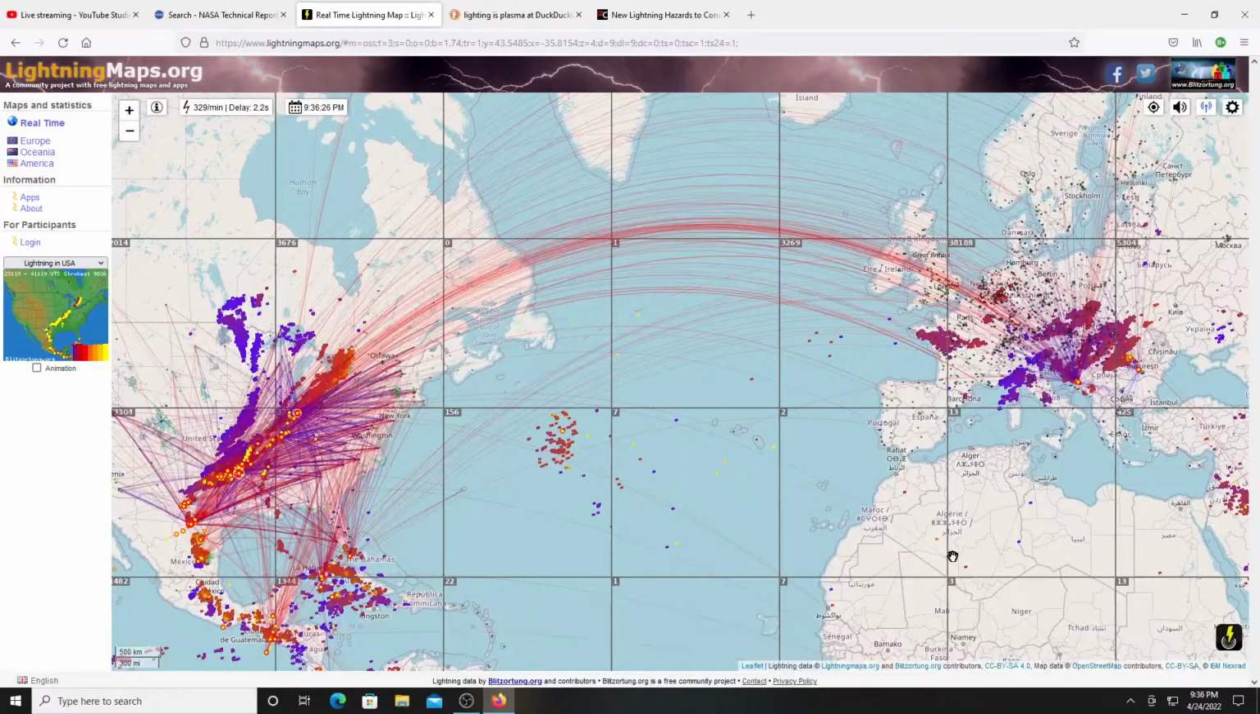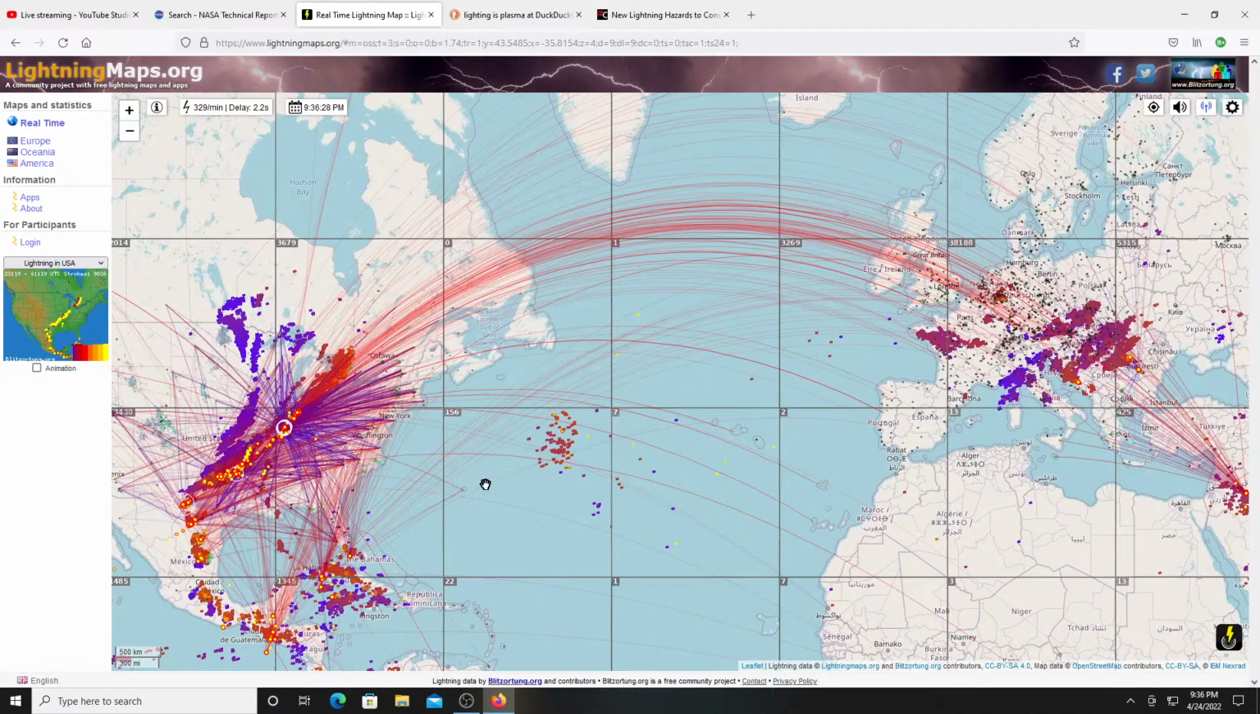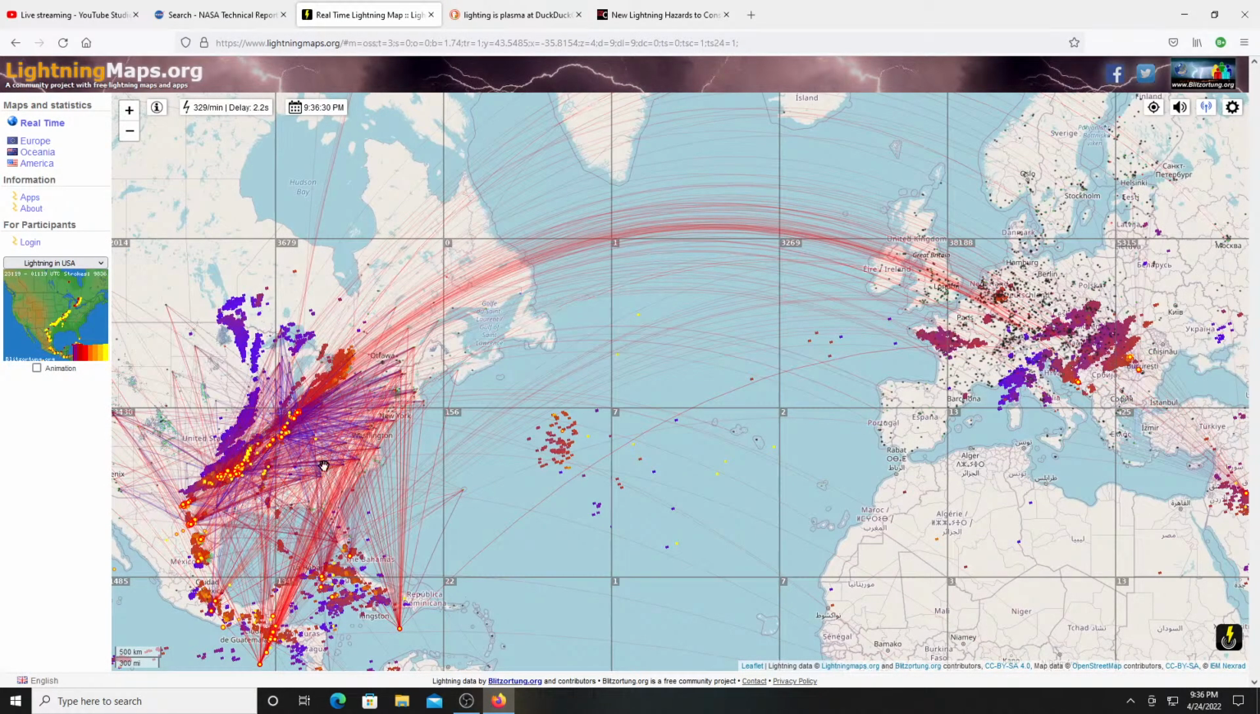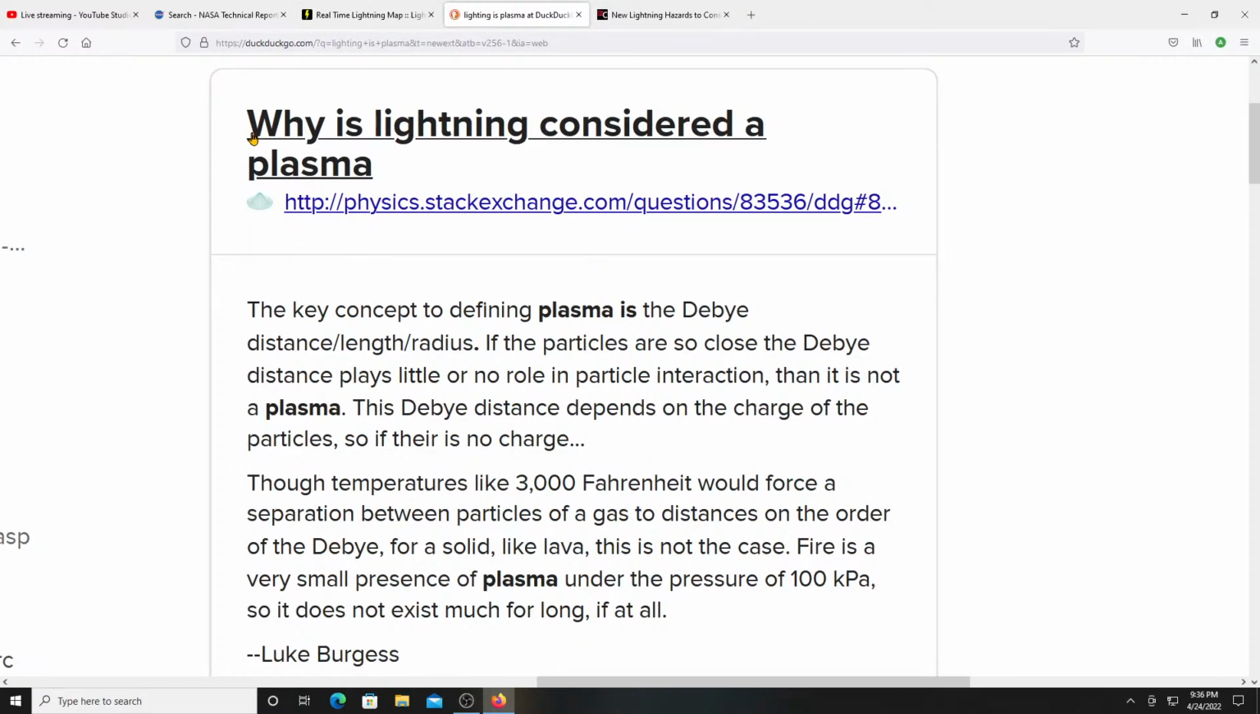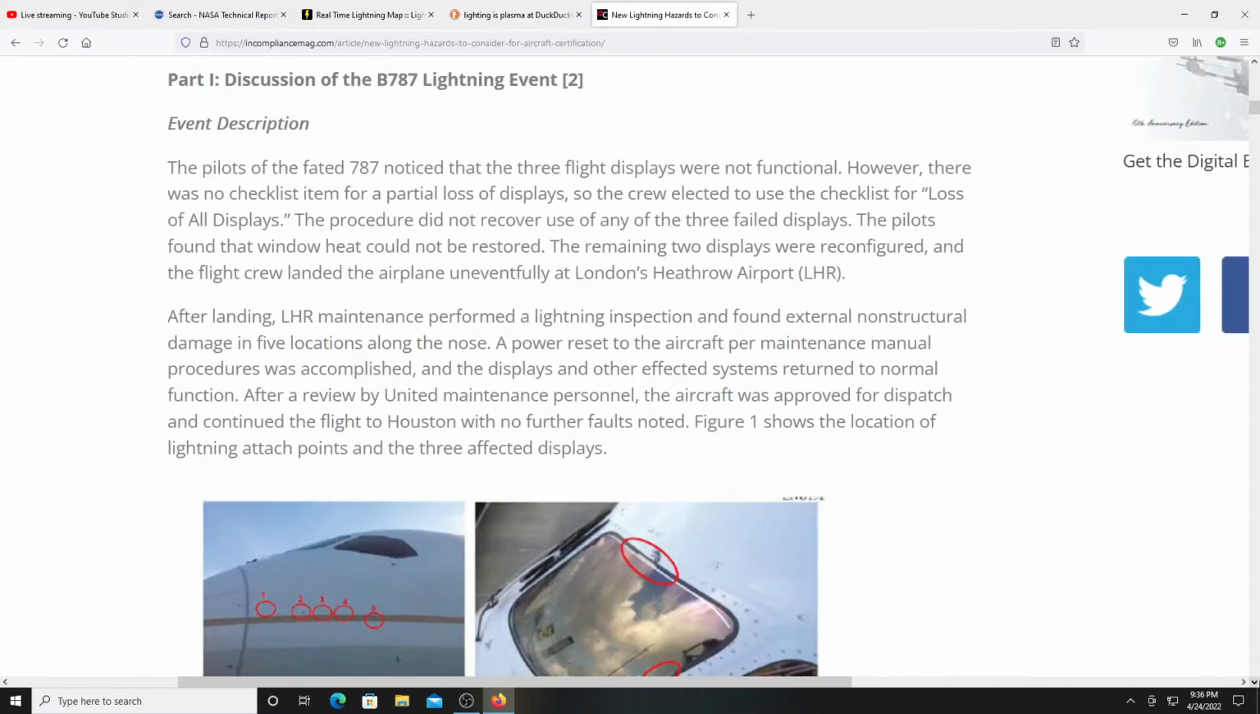We are. So this is a lightning event. We're talking about plasma, dark matter, and lightning. Look at that lightning. It is wowed. And we know that plasma is lightning. Lightning is plasma. So there was a discussion of the B-787 lightning event.